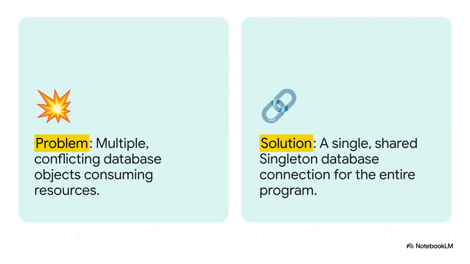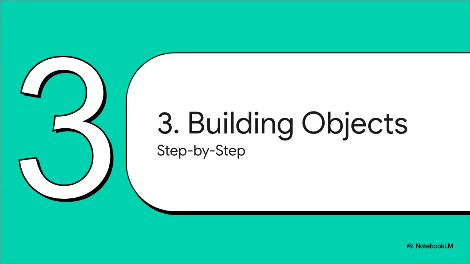A perfect real-world example? A database connection. You definitely don't want different parts of your program opening up their own connections left and right. That would be a mess, eating up resources and causing all sorts of potential conflicts. So what's the solution? A single shared database connection object, implemented as a singleton. Great. So controlling the instance count is solved.